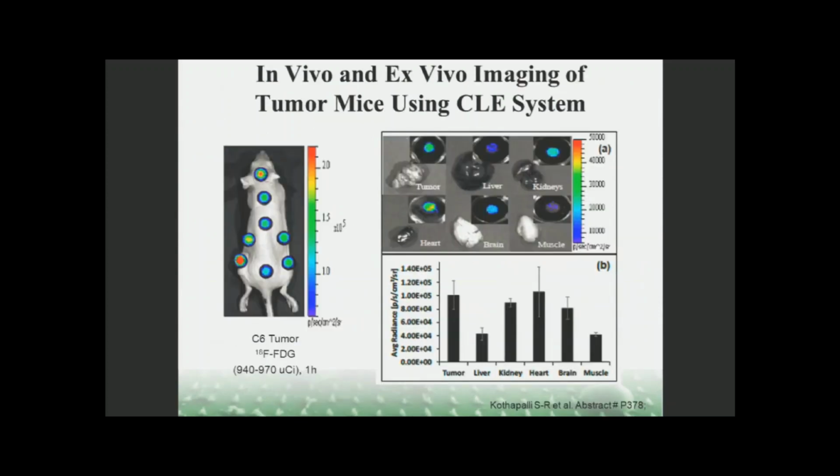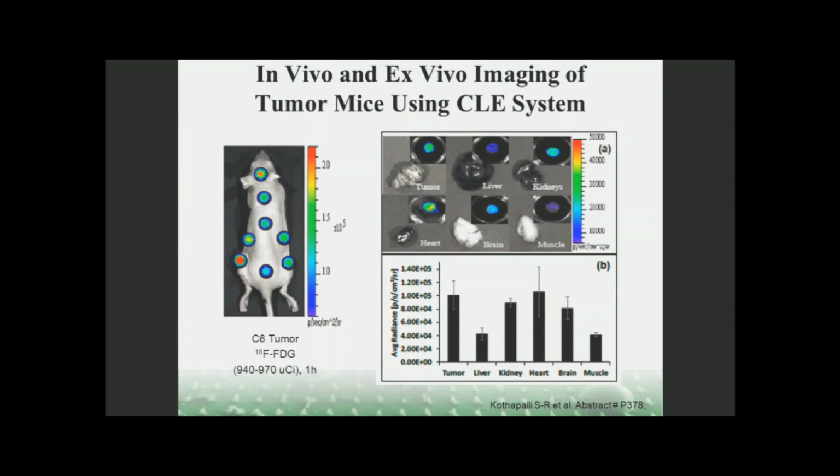Here we also tested our system for in vivo imaging. Basically, we injected F18 FDG into mice bearing C6 tumors, and then we put our fiber bundle at different locations on the mice. Here, if you see the brain, it shows quite high signal. And then if you see other normal tissue like muscle, here it's relatively low. And then if you see the tumor, it has a much higher uptake.